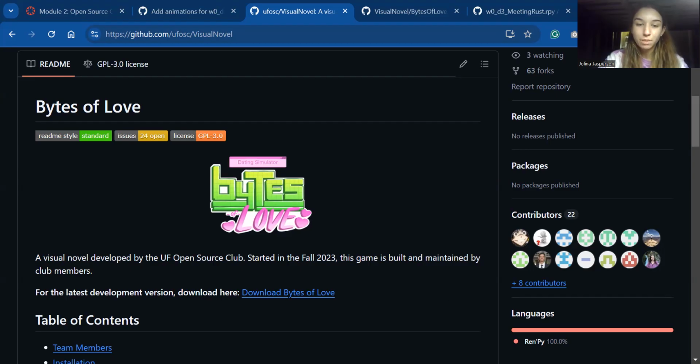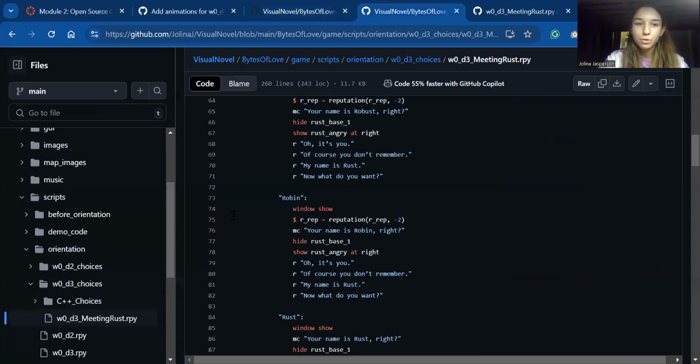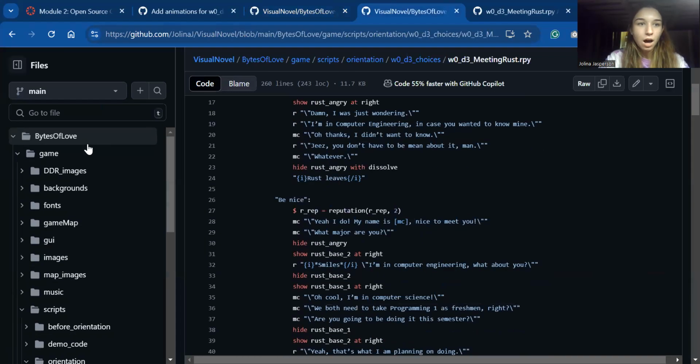I chose to contribute to Bites of Love. Bites of Love is a visual novel developed by the UF Open Source Club to help new programmers learn about various coding languages and frameworks in a storytelling format. It is built using RenPy and maintained by club members. I have my own fork of the repository.